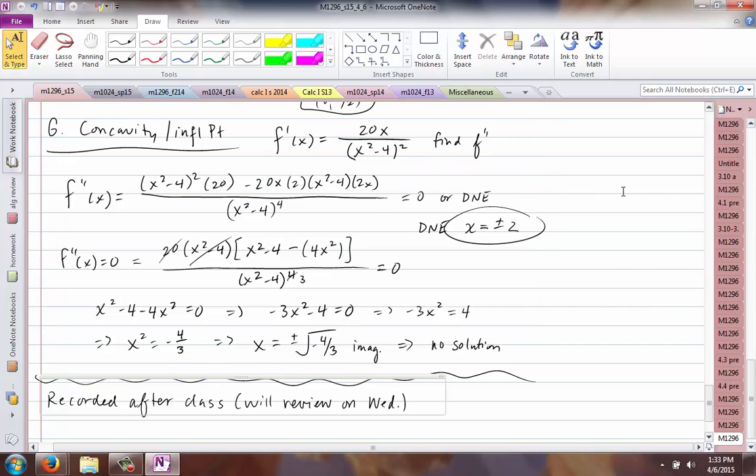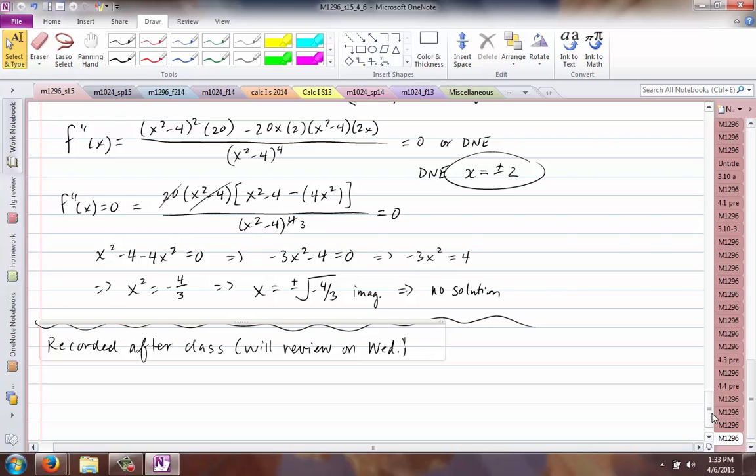And then just like when we're checking intervals of increasing and decreasing, using the sign of the first derivative in a prior part, it's a similar thing here, but we're using the second derivative to see where it equals 0 or does not exist. Where we have division by 0 is where the second derivative does not exist, and that occurs at x equals positive or negative 2. Then we set the second derivative equal to 0, and what we figured out was that there was no solution to that equation.